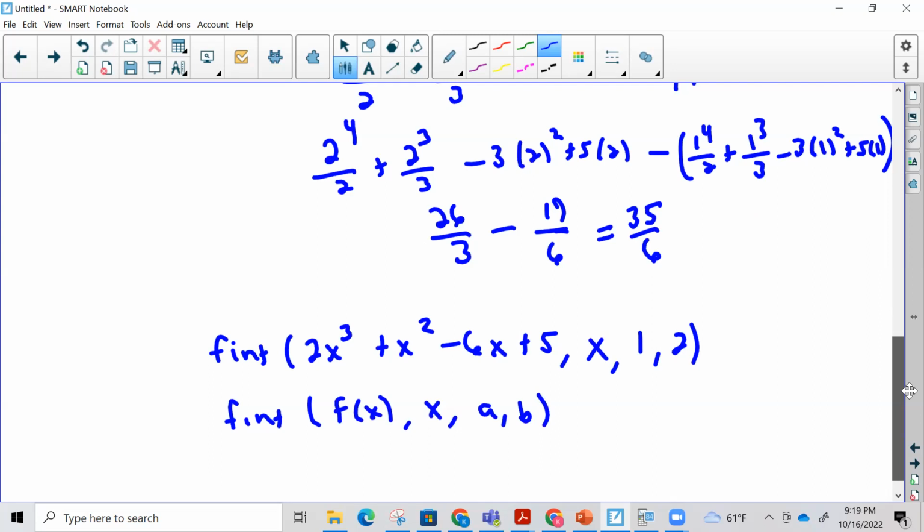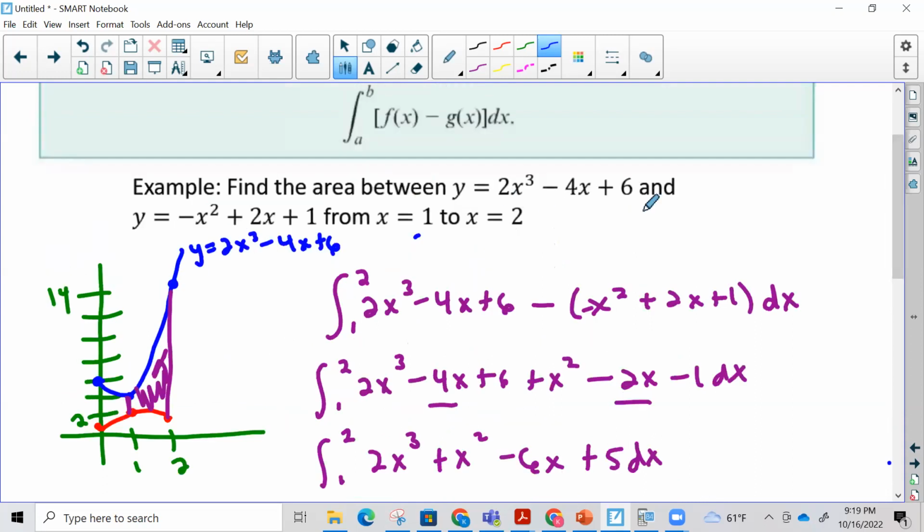Okay, so that's how you do the area between two curves when there are bounds given for you. And then I'll do another example in the next video.